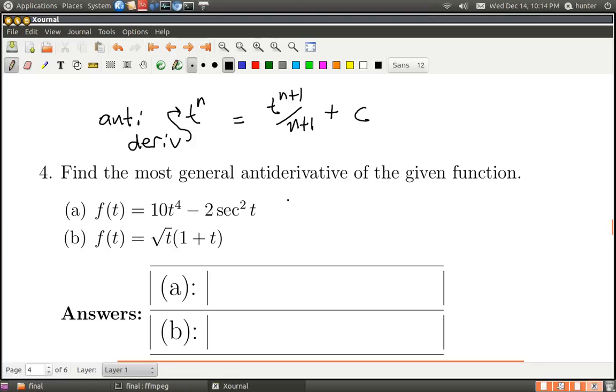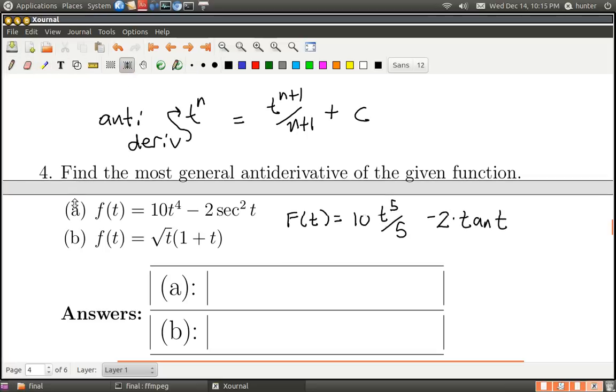So when I take the antiderivative, I get the antiderivative, capital F, is 10 times t to the 5th over 5, and of course I could cancel these, minus 2 times, what's the antiderivative of secant squared? It's tangent. Done. Bang. No problem.